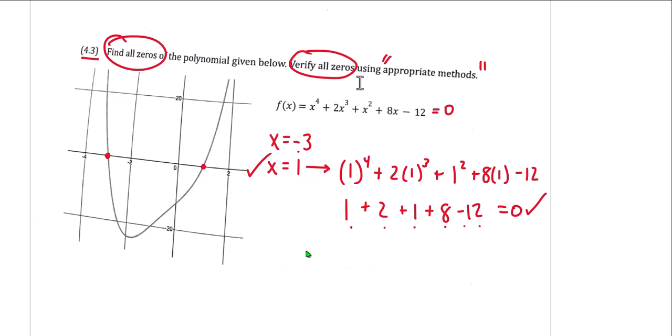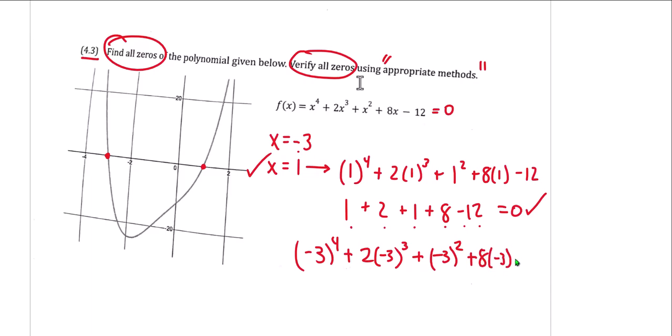With the negative 3, we could actually do the same thing. It's just going to be a little bit more time consuming, and the numbers might get a little bigger here. If you're allowed to use the calculator, this will be no big deal. If you are not, then synthetic division might be the way to go to see if your remainder is 0.